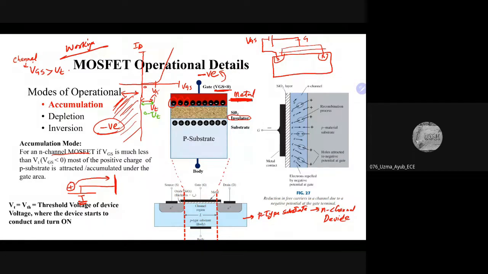व्हाई? बिकॉज इन सबस्ट्रेट you have p type substrate, and you have many holes there. You have majority carriers or holes, positive charges. उन सारे होल्स को वो खींचेगा, and it will accumulate them just below the insulator.